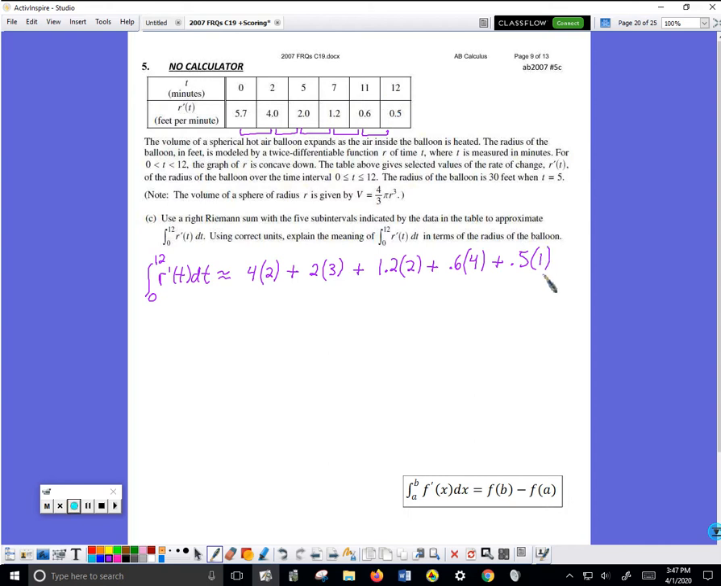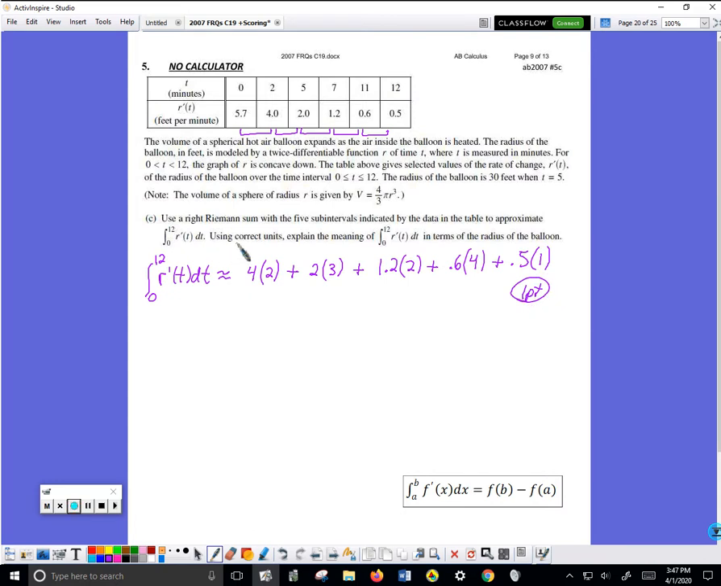I don't need to do anything else. If I write all of that out, as you see there, checking my work real fast, that will be worth 1 point. So I've done the right Riemann sum.